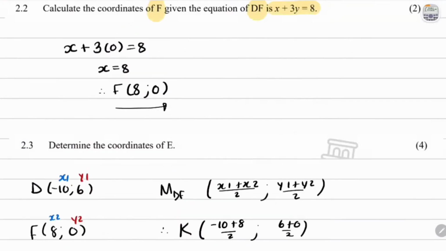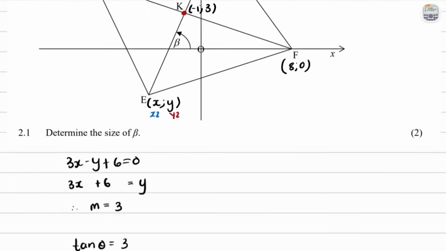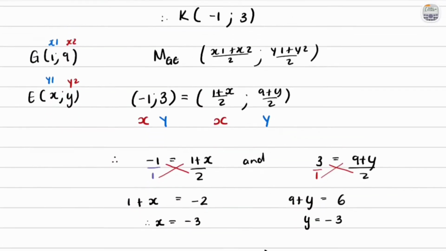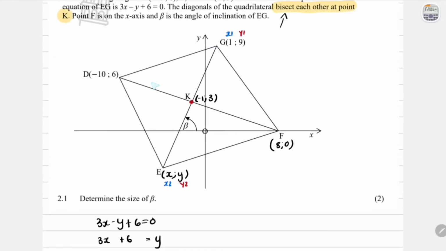So that's what they mean when they say the diagonals bisect each other. It just means they cut each other, and because they cut each other equally, they share the same midpoint. Then we move on to the last question in question 2, which is 2.4. It says, prove that DGFE is a rhombus. So DGFE is this shape, and they want you to prove that this is a rhombus.